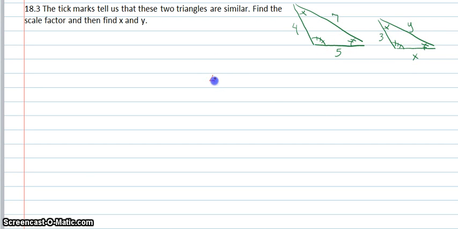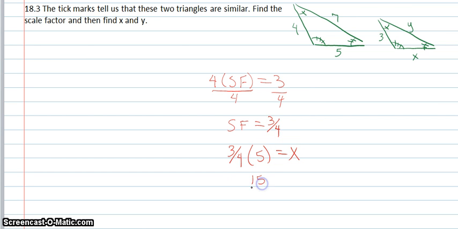To find that, we're going to have 4 times the scale factor equals 3, since we're given these two corresponding sides. Then we just divide both sides by 4, so our scale factor equals 3/4. So now, to find out what the x is, we can take 3/4 times 5 equals x, so that's 15/4 equals x. And then we'll use that same scale factor times the 7 to find out what y is.